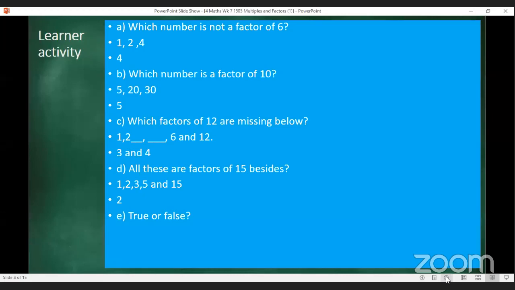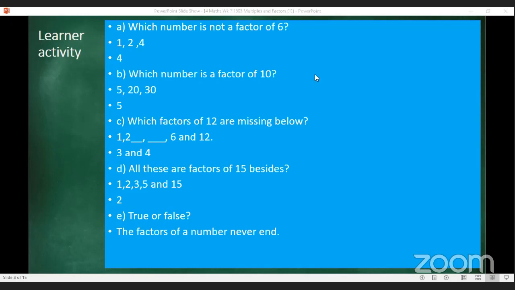And then the last one, true or false? The factors of a number never end. Do the factors of a number end, or do they not end? True or false? Yes, the answer is false, because they end. The factors of a number, we can count them, they end. You're going to see that when we do multiples.